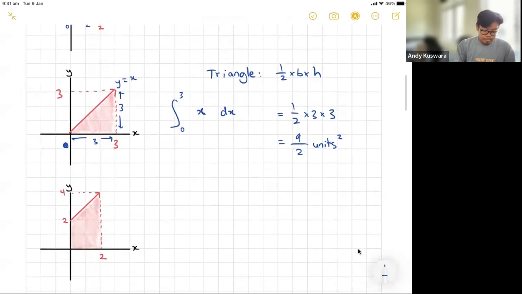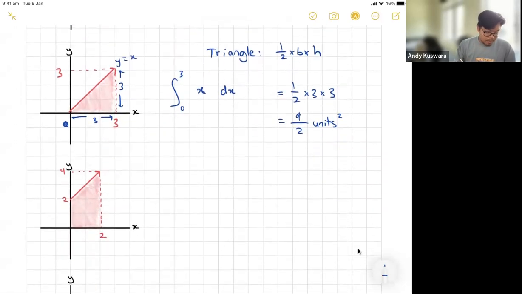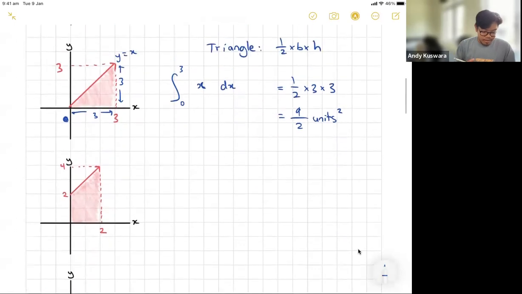Now, this next shape here, hopefully you see what area this is. Hopefully you recognize that this is a trapezium.